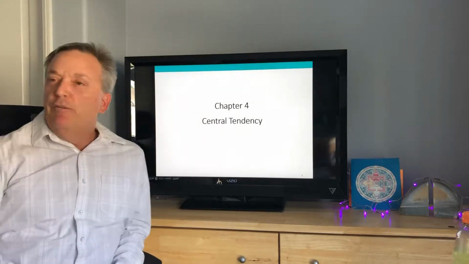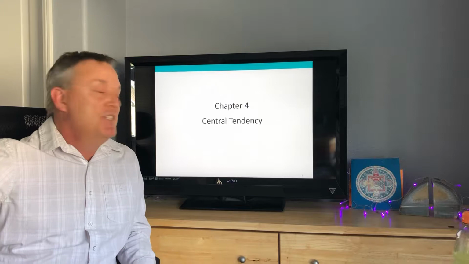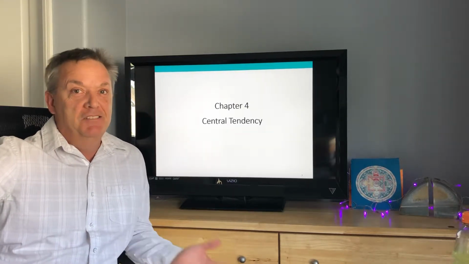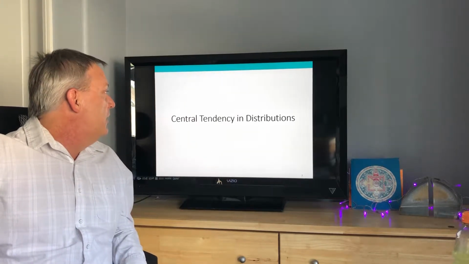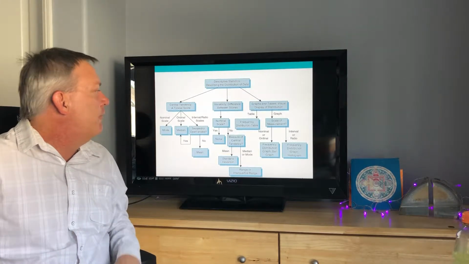And this is chapter 4 on central tendency, where we finally get to do some math for statistics. You're probably extremely excited, right? I can tell you're barely able to withhold your excitement. Nonetheless, here we go. Central tendency in distributions is what we're going to cover.